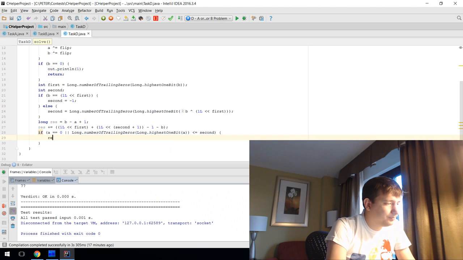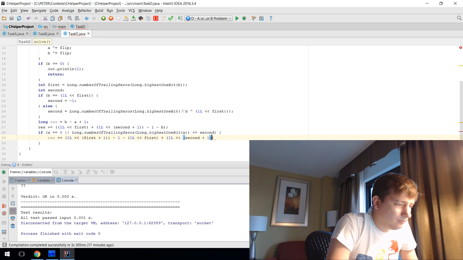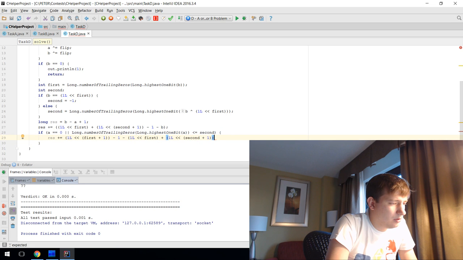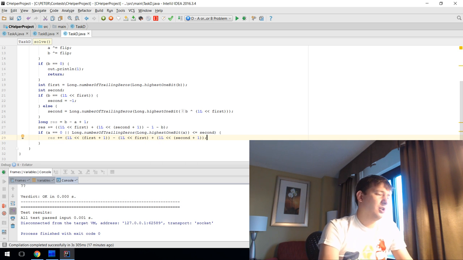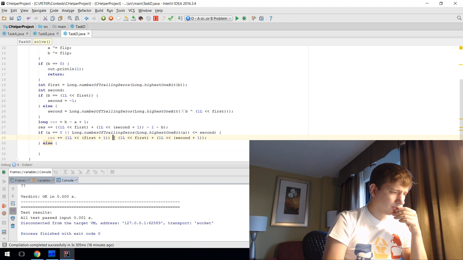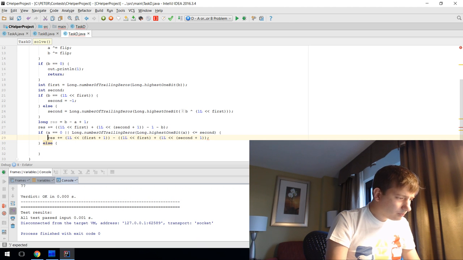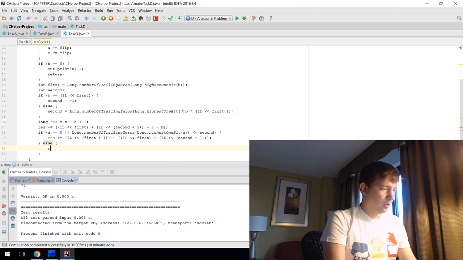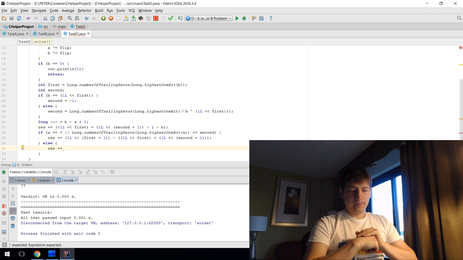So that would add 1 shift left first plus 1 minus 1. So this is the maximum number we can get. And then we need to subtract 1 shift left first plus 1 shift left second plus 1, and if second is 1 less than first then we need to do plus 1. And if second plus 1 equals first this will be 0 so it should be fine. Otherwise, we can get any number.